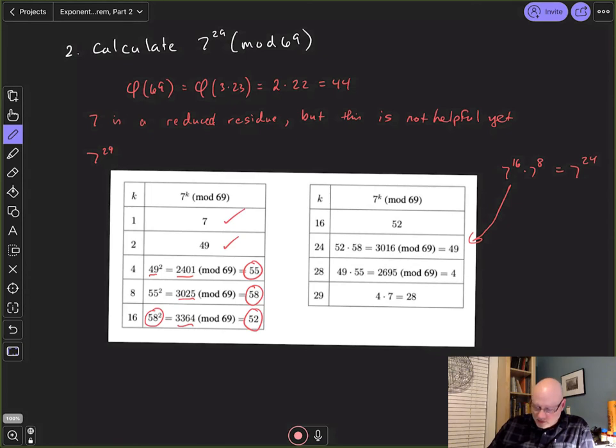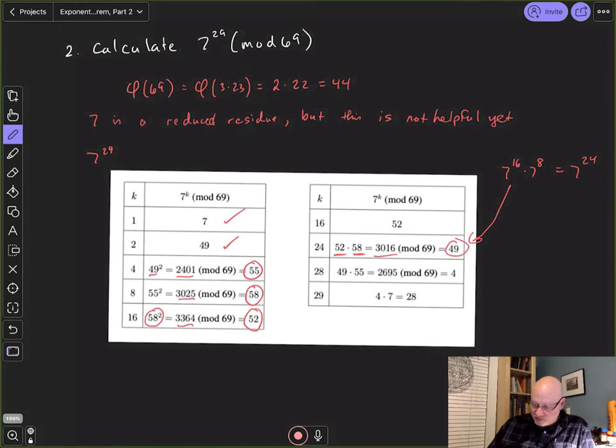Because now I'm going to take 7 to the 16th times 7 to the 8th. I get 3016 when I multiply them together. Mod 69 gives me 49. And then I'm going to do the same thing again. Now I'm up to 24. What's the next biggest power of 2 that I can add to 24, but I'm still not at 29? That happens to be 4.